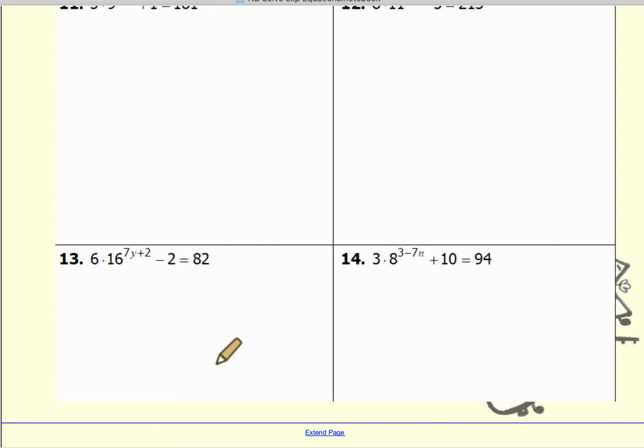Okay, last one, I promise. Let's do this one. So what would you do? Try pausing the video and see if you can come up with it yourself. Okay, let's see how it went. So we add 2 to both sides. Divide both sides by 6.